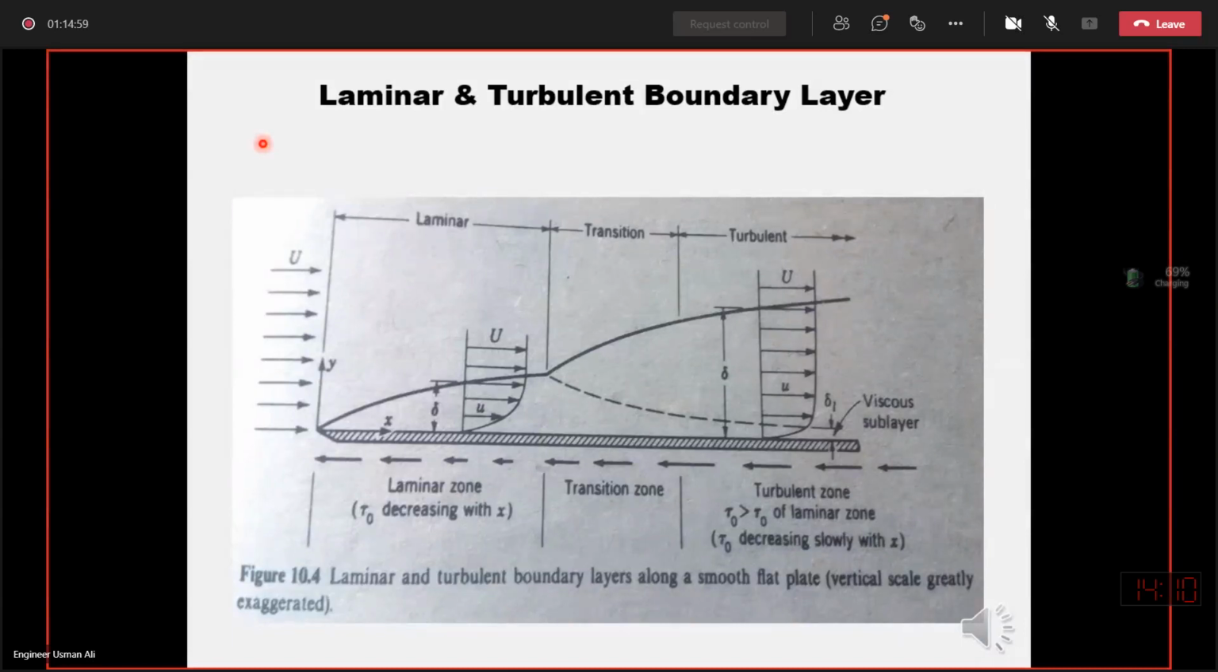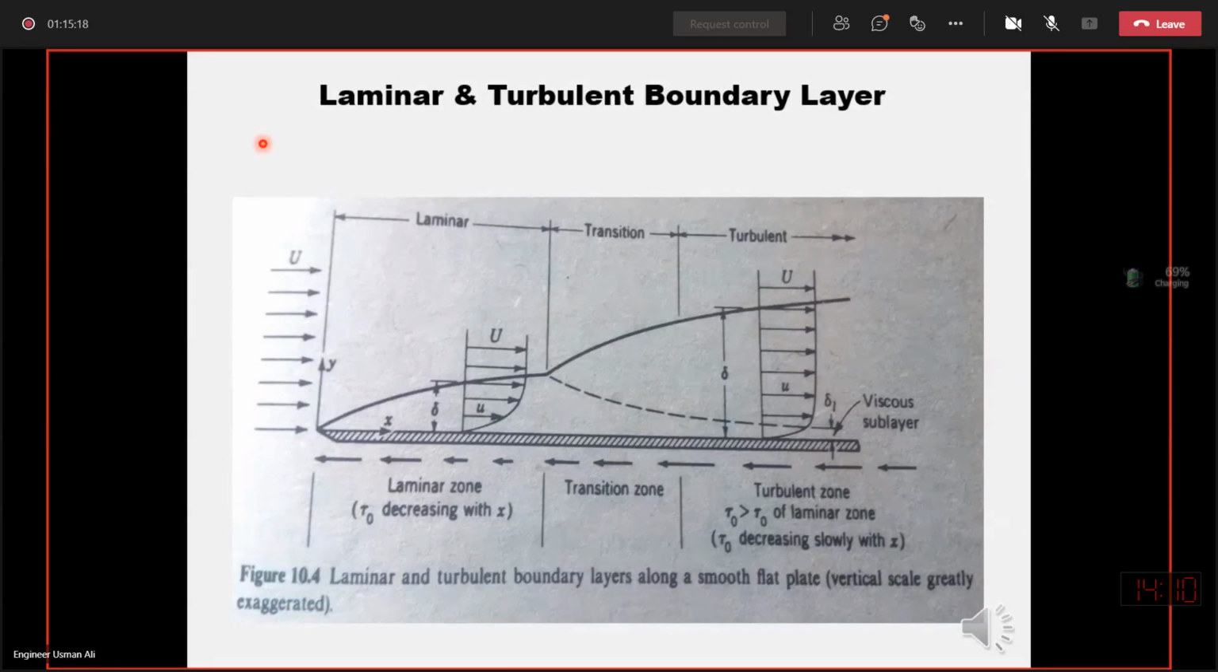We have learned there are three types of boundary layers, depending on the type of flow and the length of the plate. First, the laminar boundary layer: in case of laminar flow, when the length is smaller, less than xc, there is no disturbance at the start of the fluid.